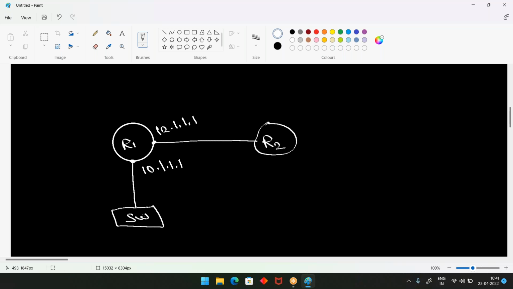Now check this. What can we do here? In this router we can configure the OSPF protocol. Router OSPF. Maybe you can give the process ID here. Anyone? Then what can we do here? We can use the network command. Can you remember this point? Tell me, can you remember the network command?